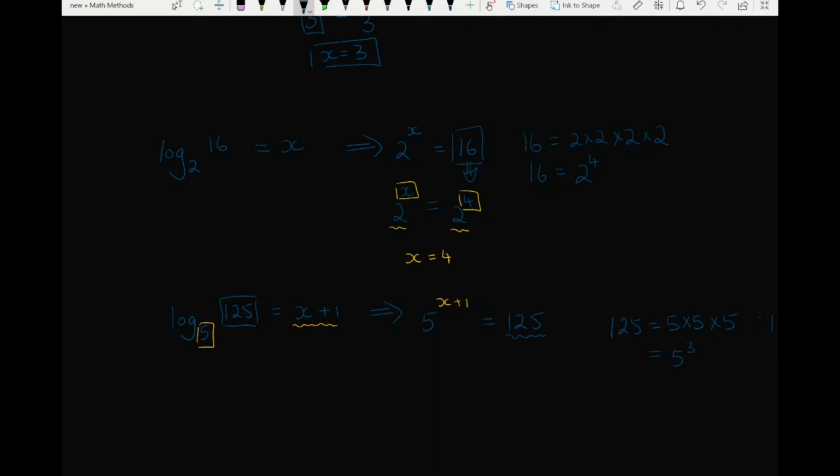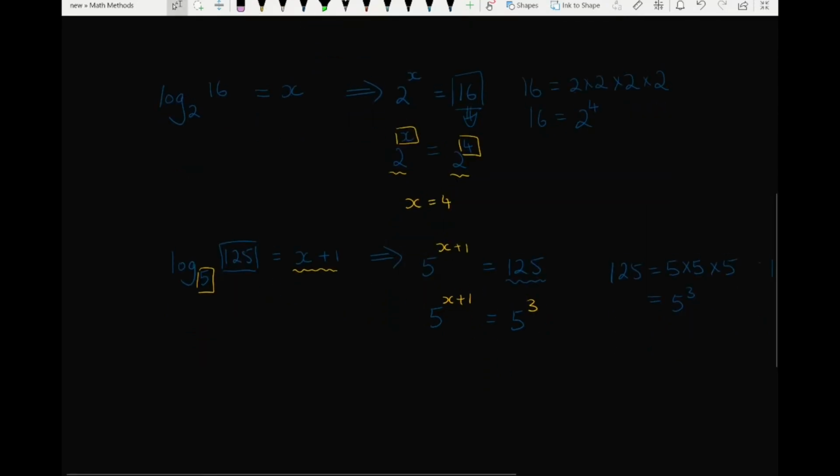So now we can rewrite it as 5 to the power of x plus 1 equals 5 to the power of 3. Now because our bases are the same, 5 and 5, we can let the powers equal each other. So we could say x plus 1 equals 3. And now all we have to do is solve for x. So we can minus 1 on both sides, and we're going to get x equals 2.